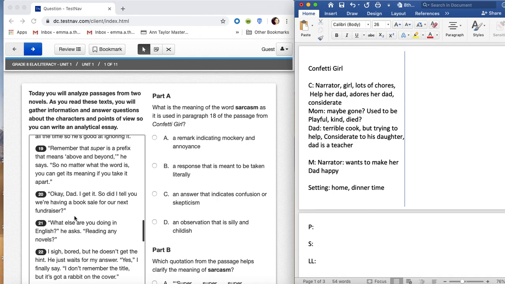Yes, I finally say. I don't remember the title, but it's got a rabbit on the cover. Is it Watership Down? It's got to be Watership Down. Yeah, that's it. But I left it in my locker. Guess I can't do my homework. Nonsense. I've got a copy somewhere.